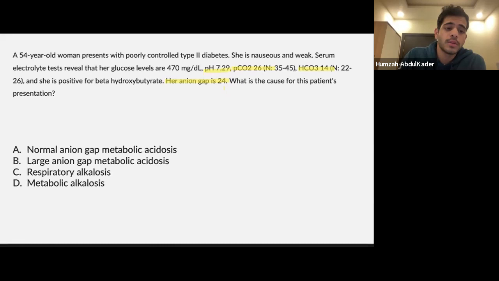Okay, 10 to 12, perfect. So the only possible answer here is large anion gap metabolic acidosis.